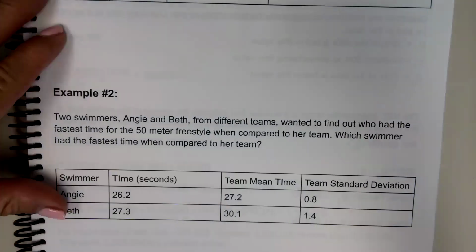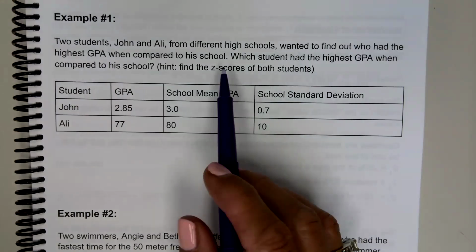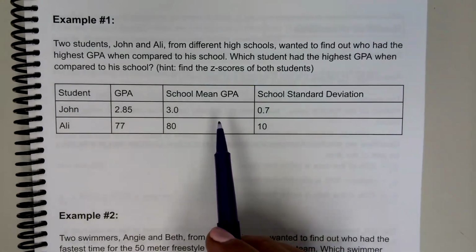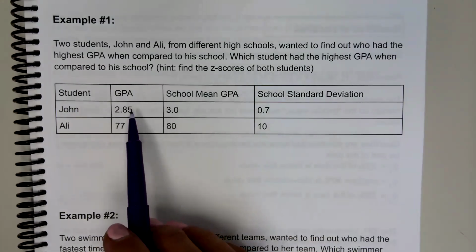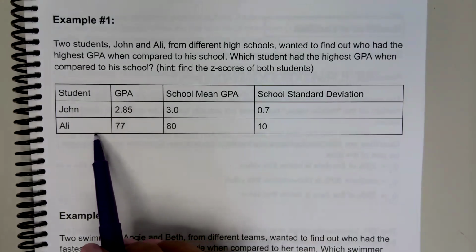So let's look at example 1. It says 2 students, John and Ali from different high schools, wanted to find out who had the highest GPA when compared to his high school. Which student had the highest GPA when compared to his high school is the question. So first, we have to find the z-scores to be able to compare that, because it looks like their means from their high schools are calculated differently. Like their GPAs must be on a 4-point scale for John and maybe a 100-point scale for Ali. So we have to calculate their z-score to put them in a relative comparison to one another.